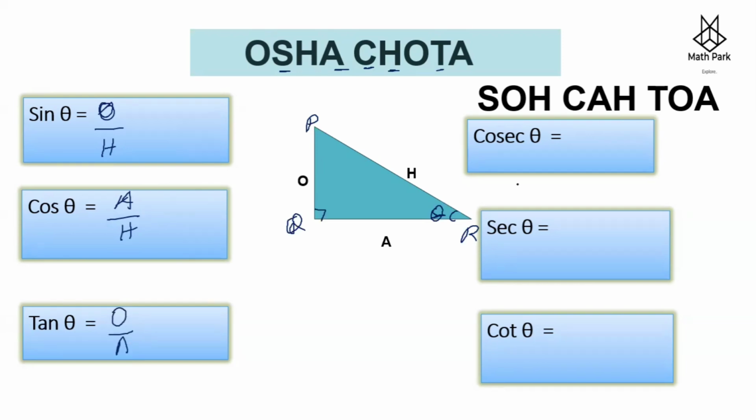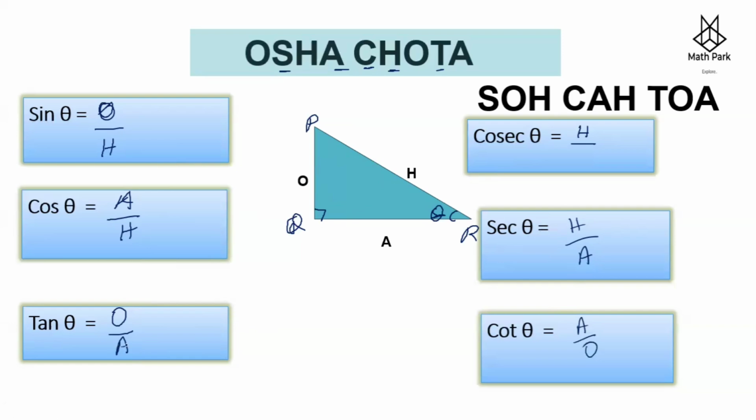And cosec theta is the reciprocal of sine theta. So, sine theta is opposite upon hypotenuse, so cosec theta is hypotenuse upon opposite side. Sec theta is the reciprocal of cos theta, which is hypotenuse upon adjacent side. And cot theta is the reciprocal of tan theta, which is adjacent side upon opposite side.